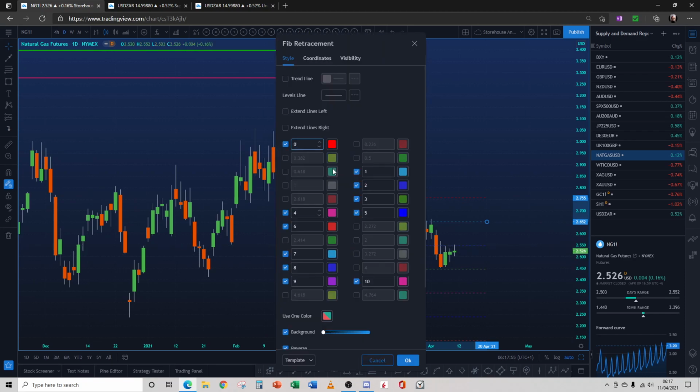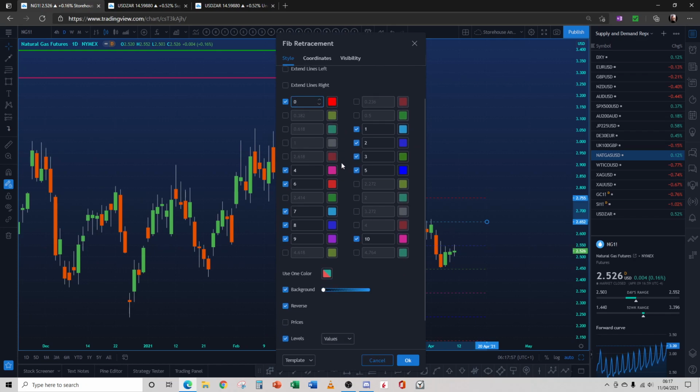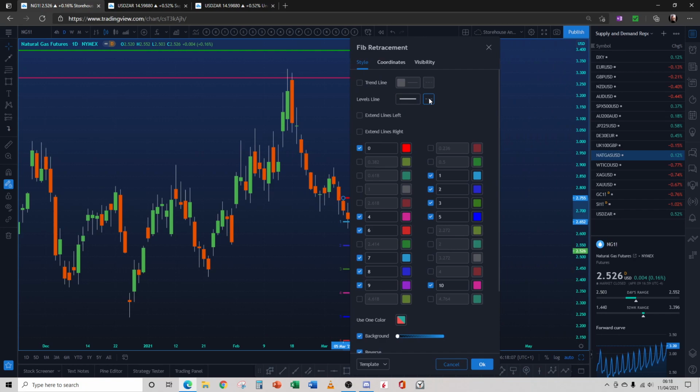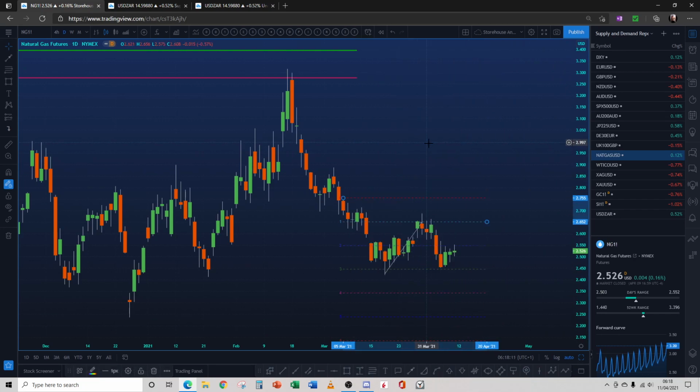Maybe I can make it bigger. Let me see if I can make the numbers bigger. I don't think so, unfortunately. Maybe if I make the lines thicker, will the numbers become bigger that way? No. Okay, so I hope that you guys can see it clearly, but I'll show you how to customize the Fibonacci measuring tool in a second. But the 2 here you see is 1 time the size of the zone. When you see 3 here, that's 2 times the size of the zone.